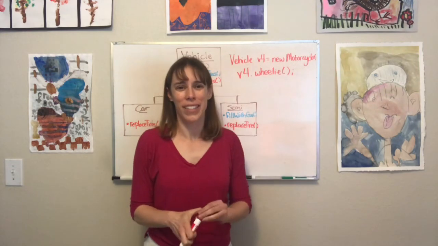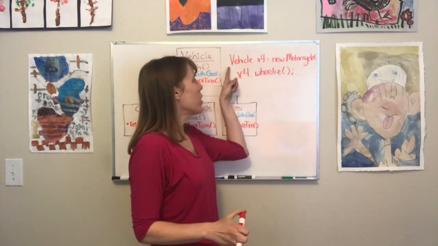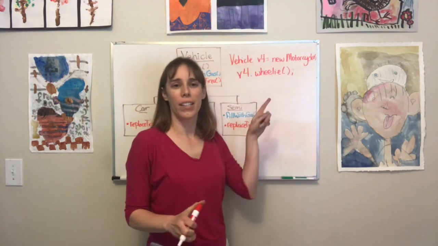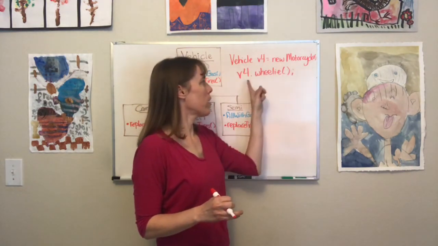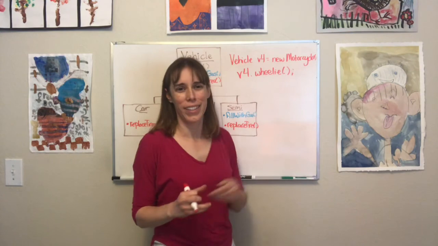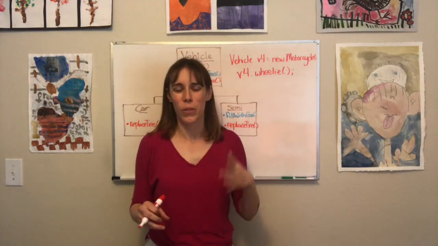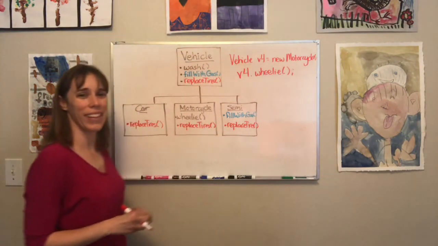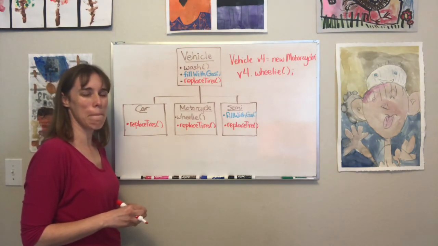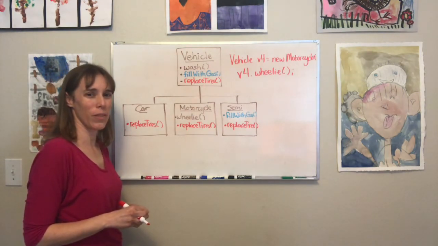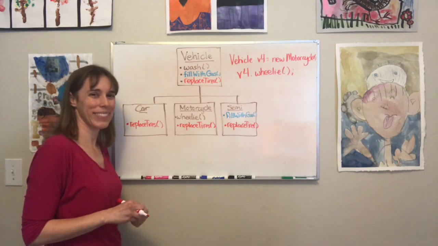Let's see if that made sense to you. So convince yourself of whether or not this is going to work. Vehicle V4 equals new motorcycle, V4 dot wheelie. Is that going to compile and run? Think for a sec. Have a reason? All right.